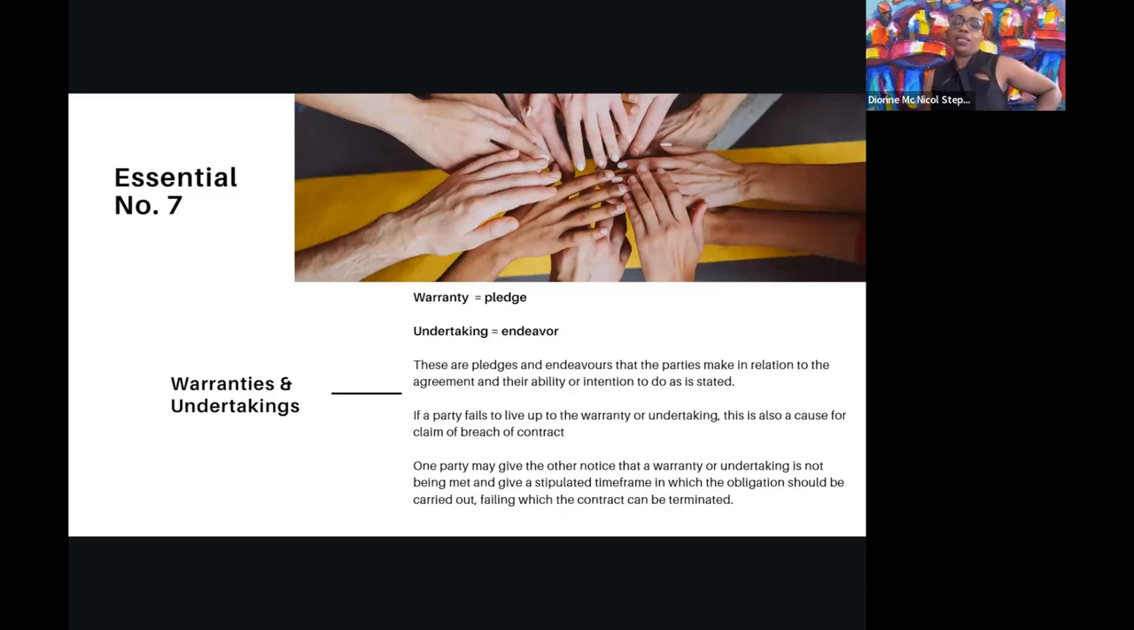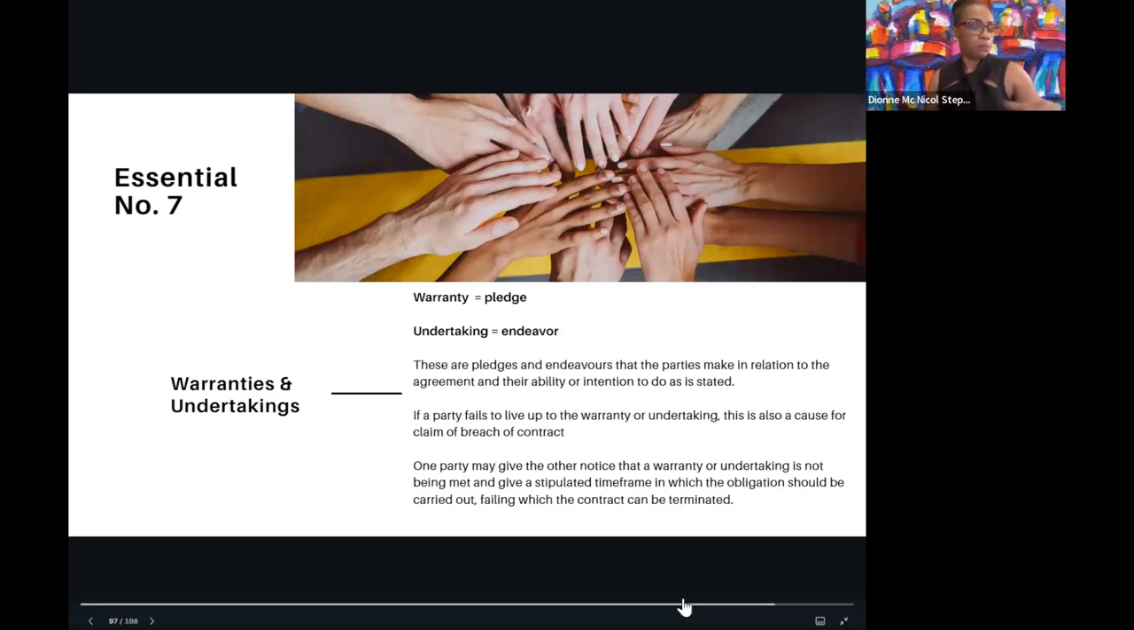Right? And I could undertake to indemnify you from any infringement claims that may be made based on the costume that I supply to you, the design that I supply to you. Right? So one party again may give notice that a warranty or undertaking is not being met and have a stipulated time frame where the obligation should be carried out, failing which the contract can be terminated.